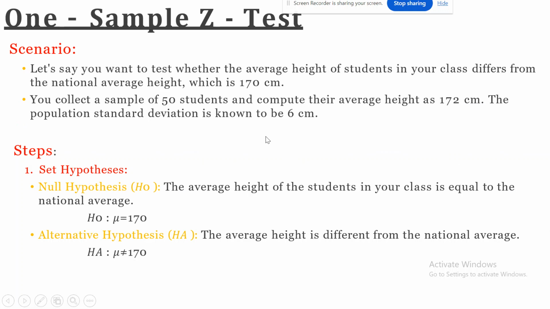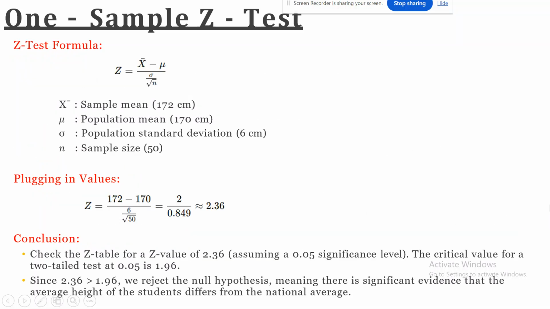So the one-sample z-test, let's consider a scenario. Let's say you want to test whether the average height of students in your class is different from the national height. As I explained, the problem is the same, but we will use a different test. You collected 50 students and computed their average height, which is 122 centimeters. The population standard deviation is 6 centimeters. So first of all, the null hypothesis is that the average student height in your class is equal to the national average, and the alternate hypothesis is that it does not equal 170.